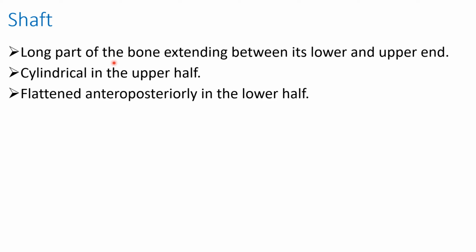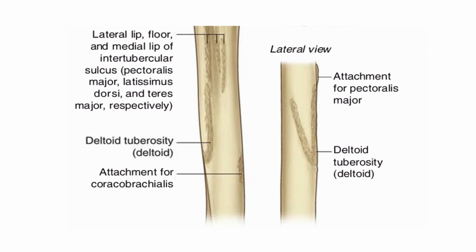Then it is cylindrical in the upper half. The upper half, you can say it is circular or cylindrical, then flattened anteroposteriorly in the lower end. So the shaft is the longest part of the humerus bone that extends between its lower and upper ends. So it connects the upper and the lower ends. So here is a diagram showing the shaft of the humerus.